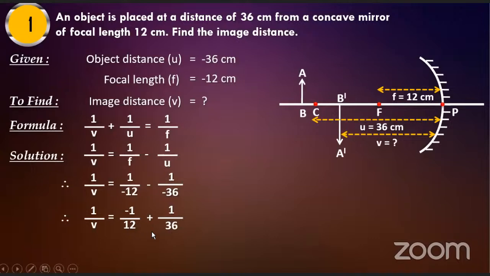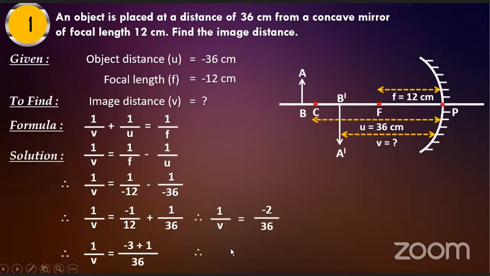What is the LCM of 12 and 36? 36. 12 times 3 is 36. So 3 into minus 1 is minus 3, and 1 into 1 is 1 over 36. So minus 3 plus 1 is how much? Minus 2. So 1 by v is equal to minus 2 by 36.